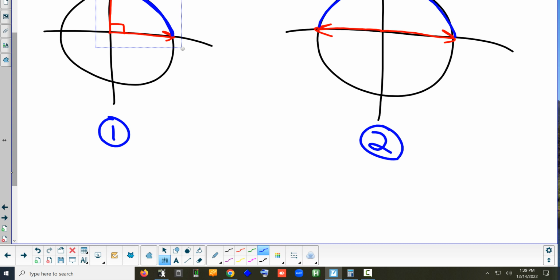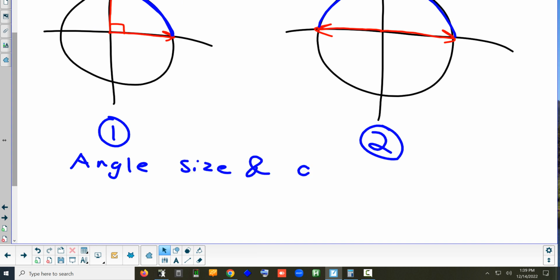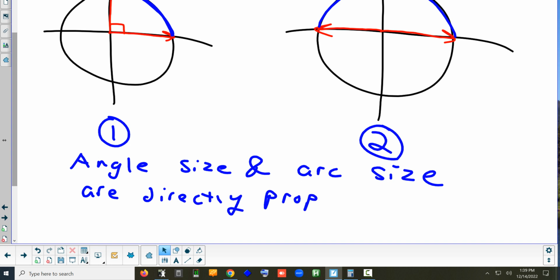When that happens, it means that the two things are directly proportional. So, angle size and arc size are directly proportional.